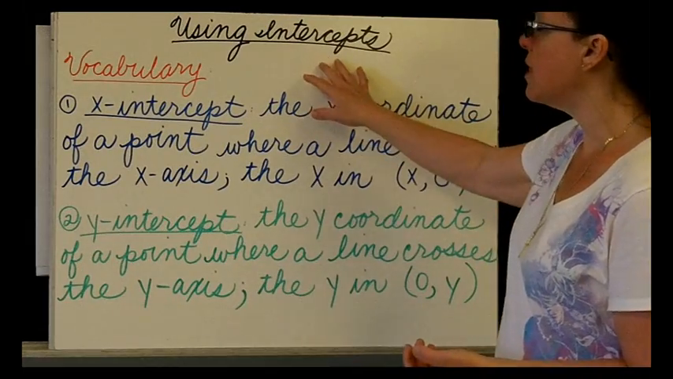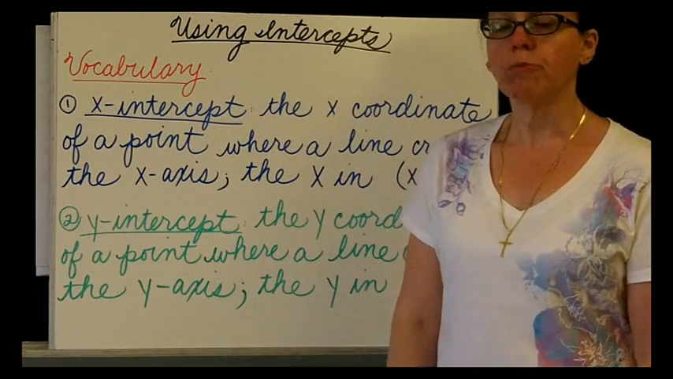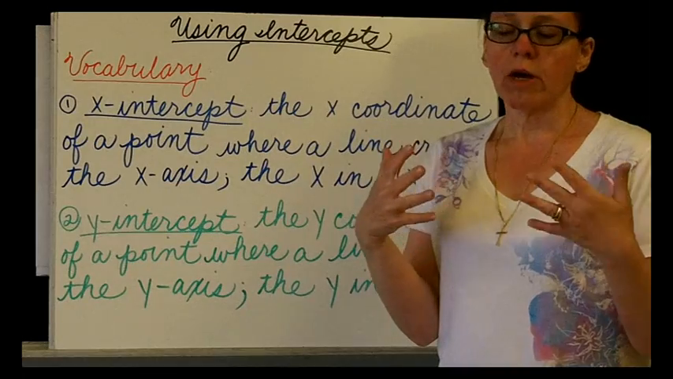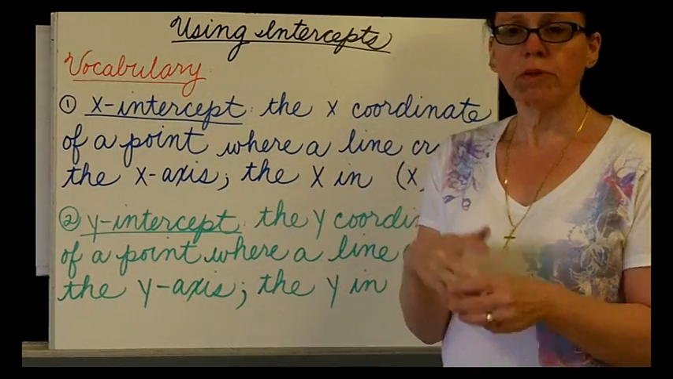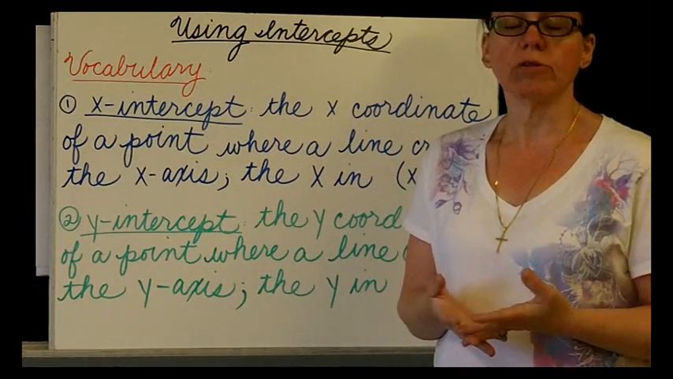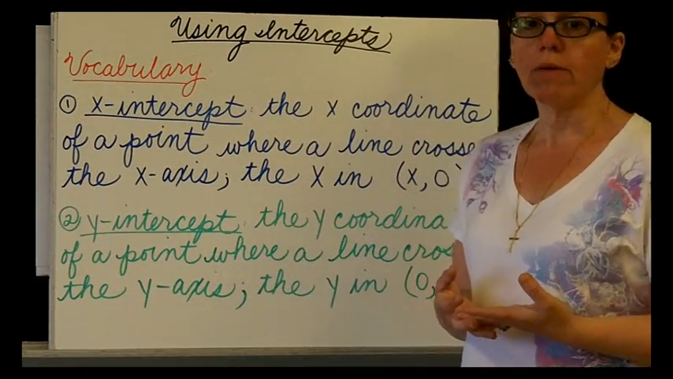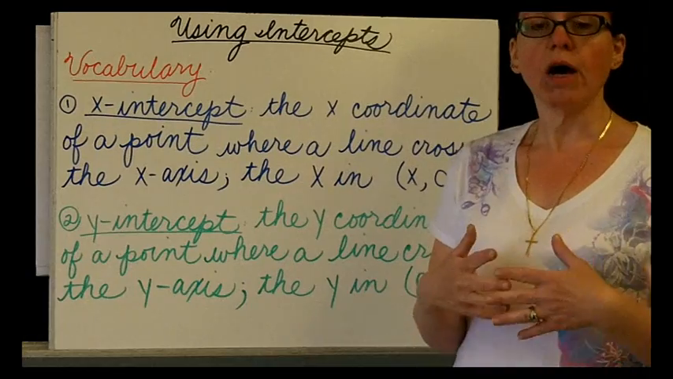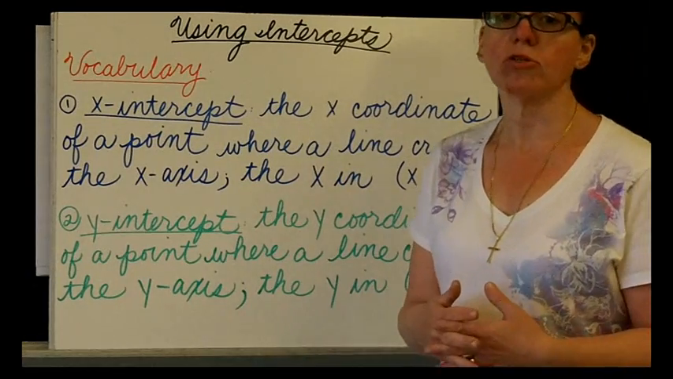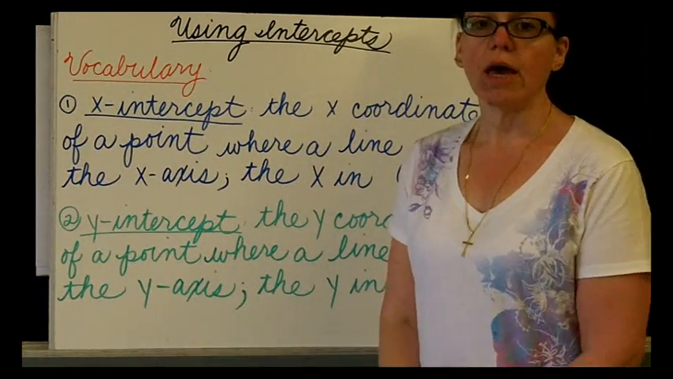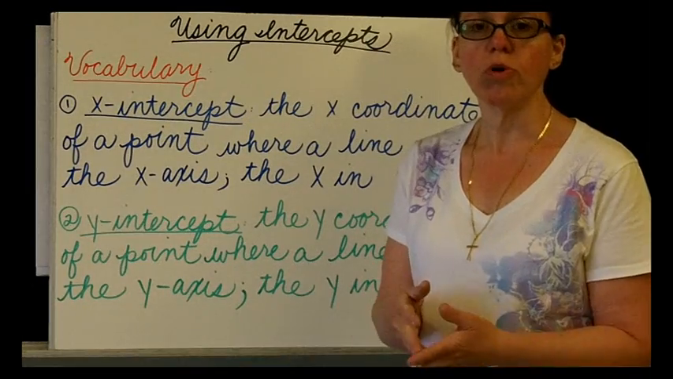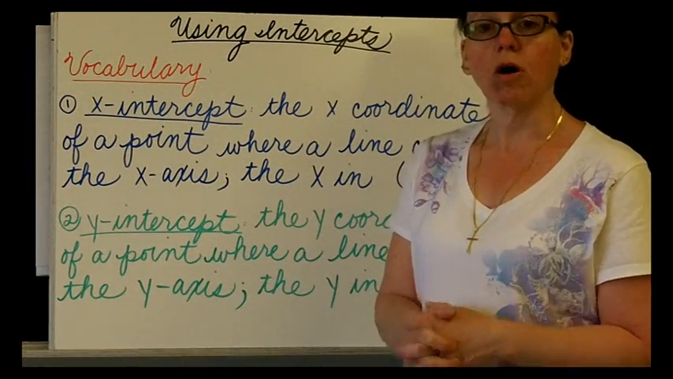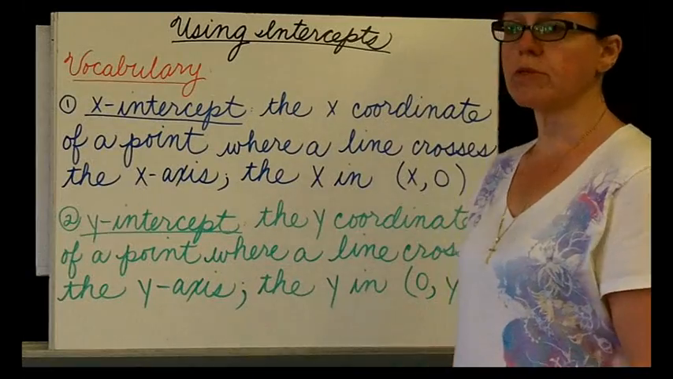When we talk about the intercepts, it's almost like football, where somebody runs in between two people and intercepts the ball, takes the ball, passes through. The intercepts are where the line from the linear equation passes through the x-axis and the y-axis, and those points where they cut through the axes are the intercepts.